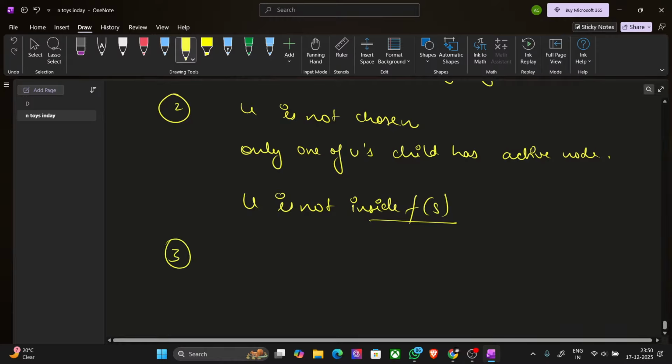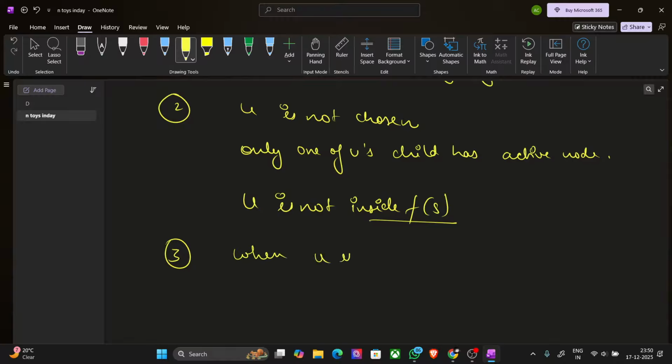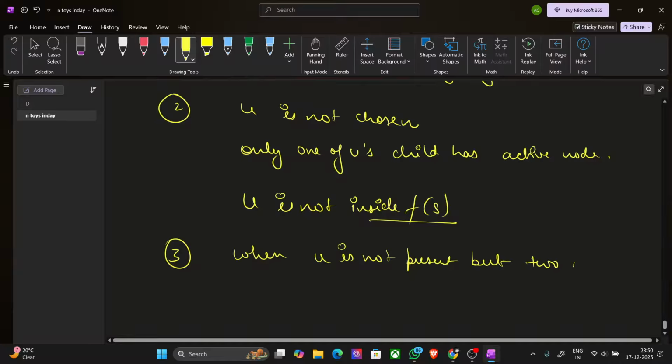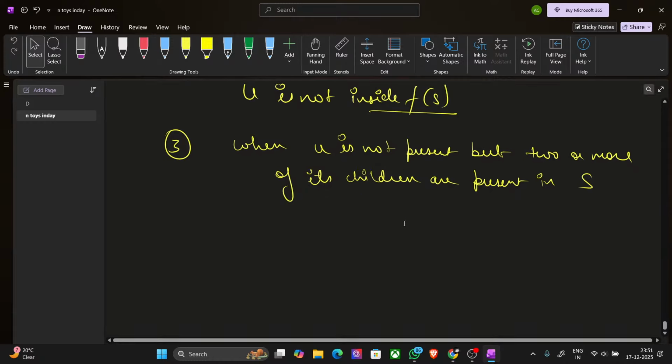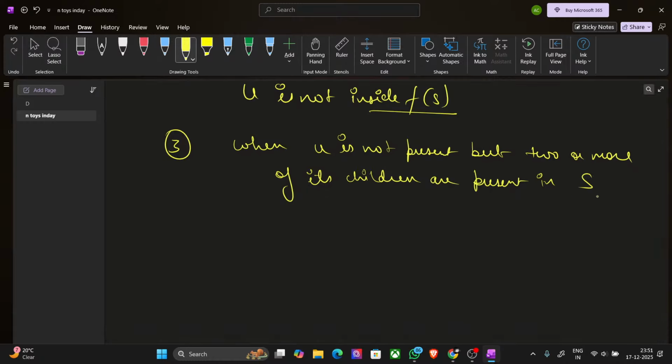My third state will be when U is not present, but two or more of its children are present in FS, sorry, in set S. If two or more children of U are present in S, then we have to take U inside FS. Let me explain with an example.